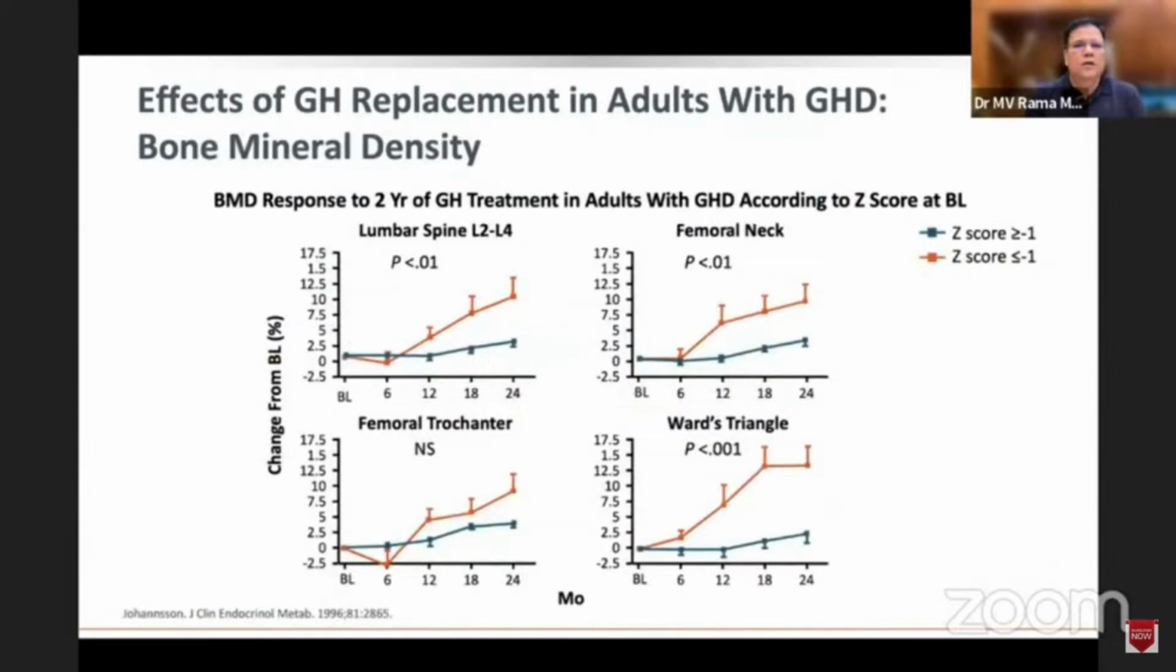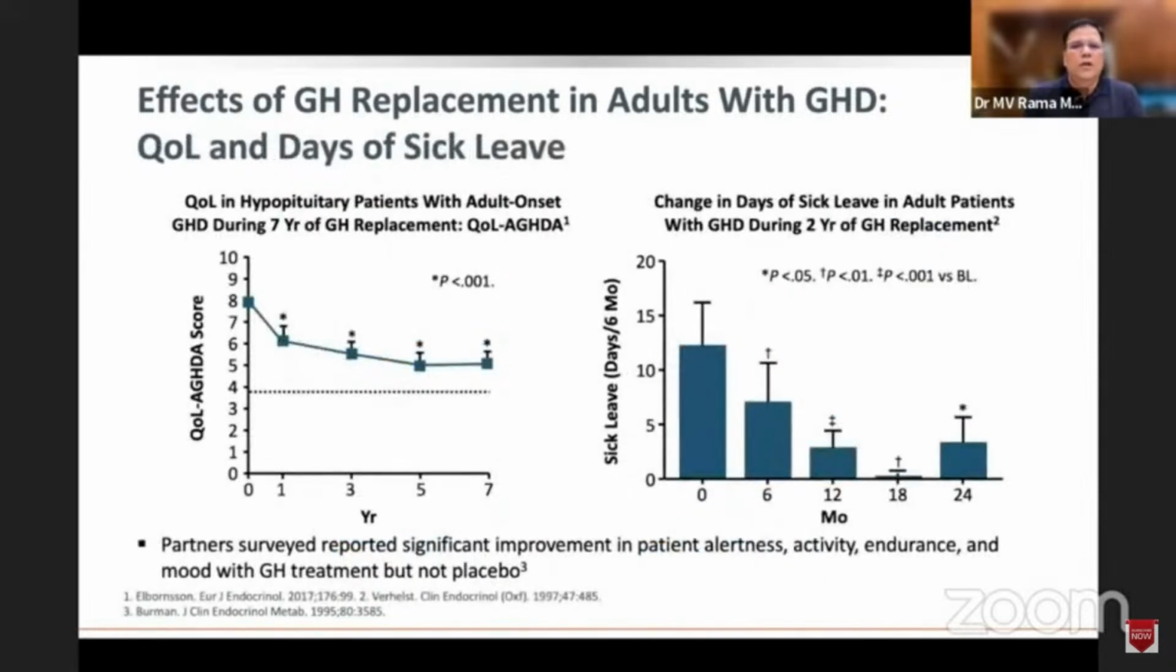And with bone mineral density, you can see that after two years of treating growth hormone deficiency in adults, the T-scores have improved a lot in the lumbar spine and also in the femoral neck. You can see that the BMD has improved if you treat them. And also the quality of life improves and sick day leaves are decreased with growth hormone treatment.